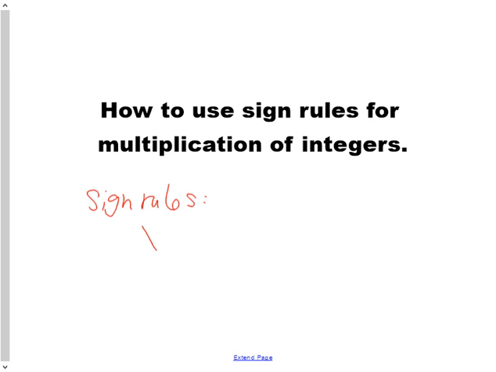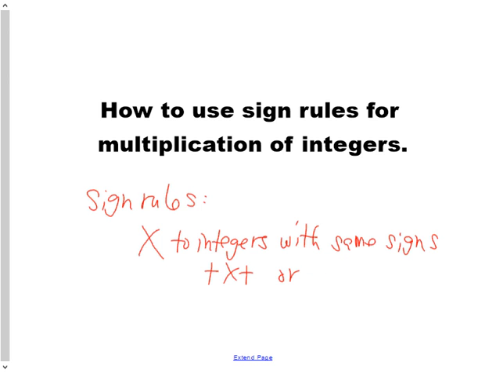If I multiply two integers with the same signs, and what I mean by that is a positive times a positive, or a negative times a negative, I will always get a positive answer, or in math lingo, a positive product.